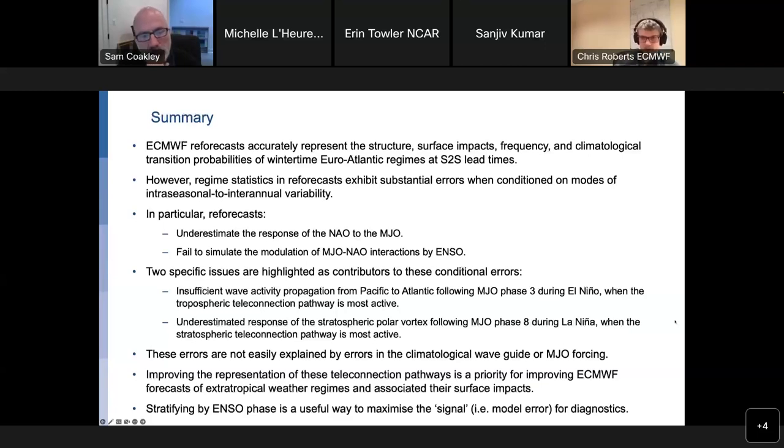It's a long-standing error in the teleconnections, and it's present in many models, but it's a really hard problem to solve. But one thing I think might be useful is that if we start to stratify analysis or diagnostics by ENSO phase, it's quite an interesting way to try and maximize the signal, where the signal is the model error, to try and interpret what's going on. So I will stop there, and I'm happy to answer any questions.